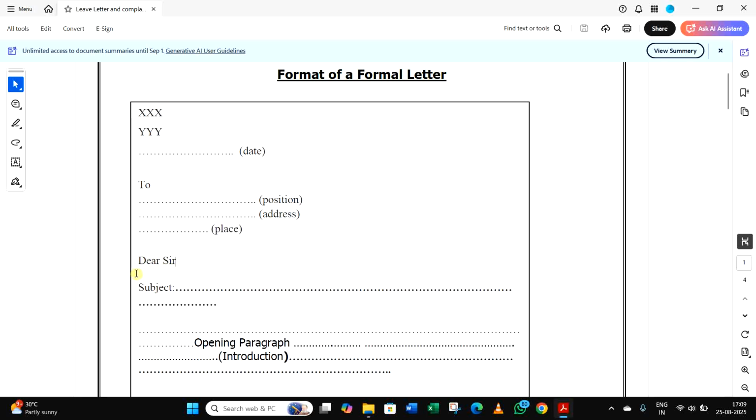Then we have to leave one line space here, and then come to the subject line. Here we write the subject based on the requirement. For example, if you are writing a letter for a complaint, your subject should include a complaint about so and so. Like that we have to write the subject.